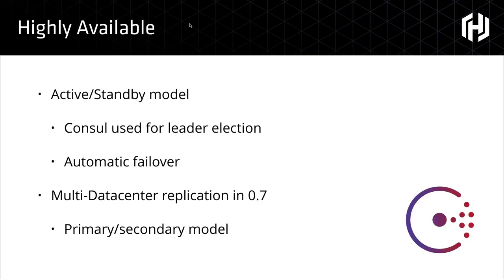Going one step further, 0.7, the latest release, adds multi-data center replication. So before you'd have one data center with an active instance and many standbys. Now you actually have many clusters, and those operate in a primary secondary model. So one cluster is the source of truth, the authority of what the records should be, and then it mirrors to any number of secondaries so that you can lose entire data centers and Vault can continue to function.